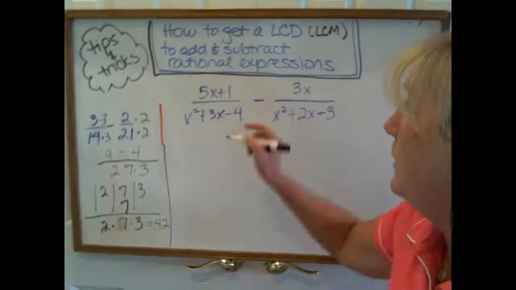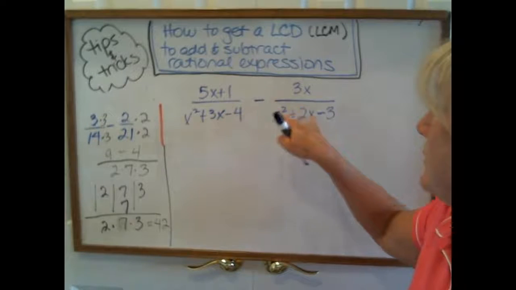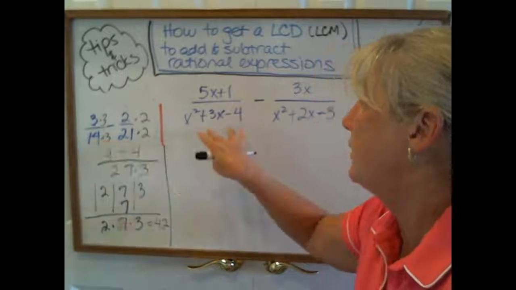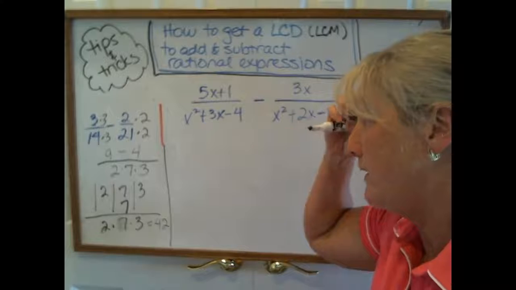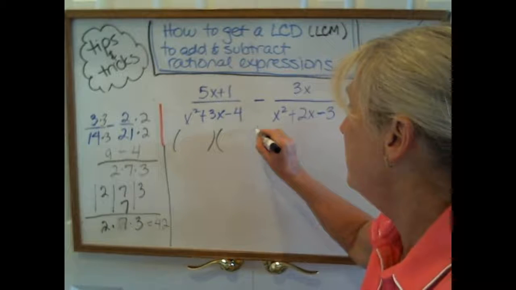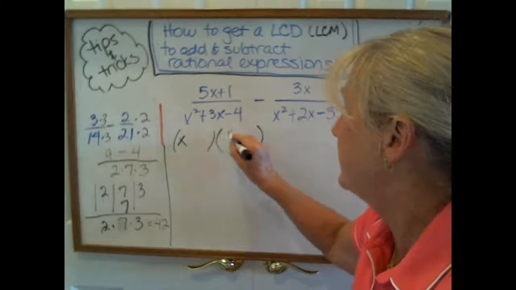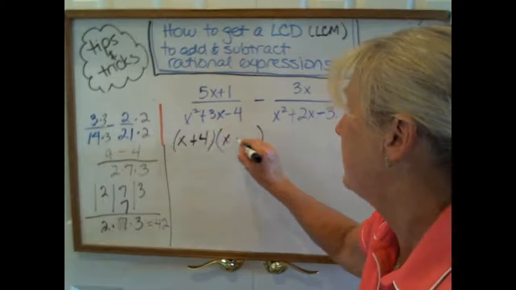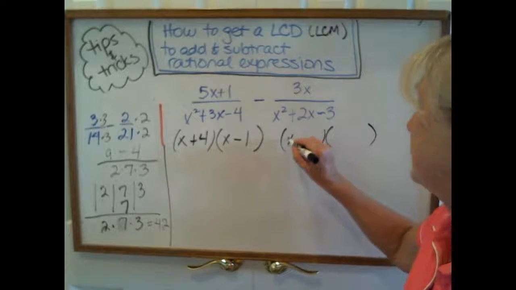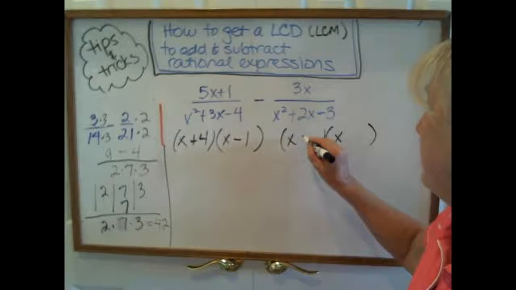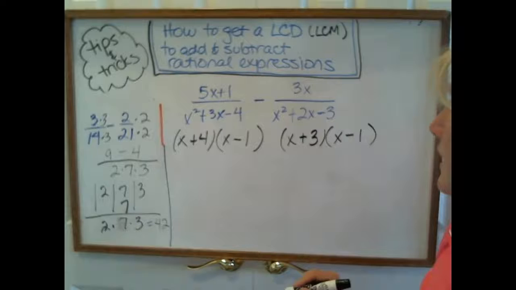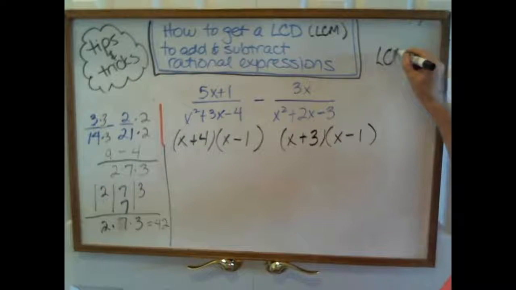Now we're going to move over to a rational expression with polynomials in the denominator. We do the same thing again. We are going to factor each denominator so we can find the lowest common factor. So we're going to factor this x squared plus 3x minus 4, and that would be x plus 4 times x minus 1. And this one factors into x plus 3 times x minus 1. So we can go over here and find our least common multiple.